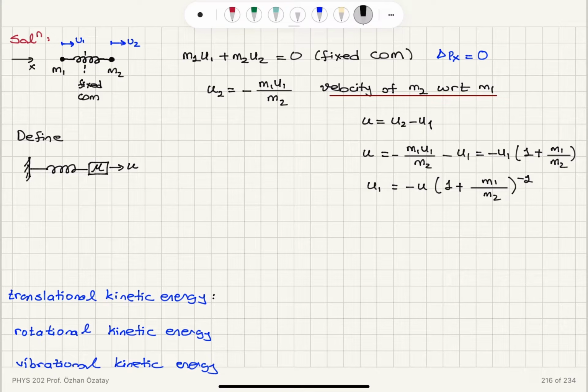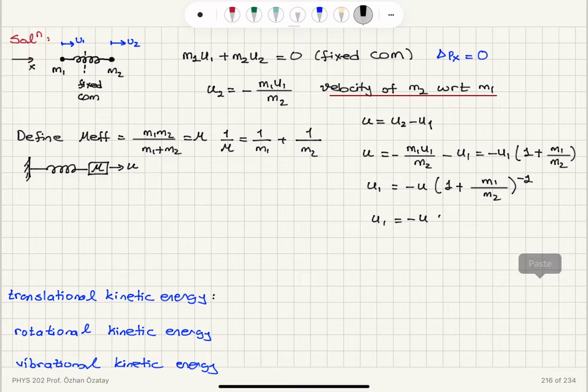So if I define an effective mass, mu effective, which is equal to m1 m2 divided by m1 plus m2, and I call this mu, and 1 over mu is equal to 1 over m1 plus 1 over m2, you can see that u1 can be written as minus u times m2 over m1 plus m2, which is the effective mass divided by m1. So it is minus u mu divided by m1.